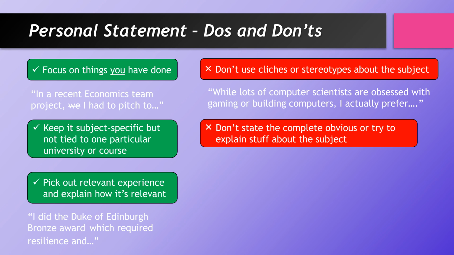Likewise, don't state the complete obvious or try and explain stuff about the subject, because you are not an expert at 17 or 18 compared to, in particular, the people who are going to be reading this potentially. So it's very easy to drift into statements like, technology is becoming increasingly relevant in our modern world, etc., etc. I imagine a fair few personal statements start with a sentence like that. It doesn't add anything. The person reading it knows this. Everyone knows this. It's not a good reason to be right. It's not a good thing to write about, even if that's a true fact.